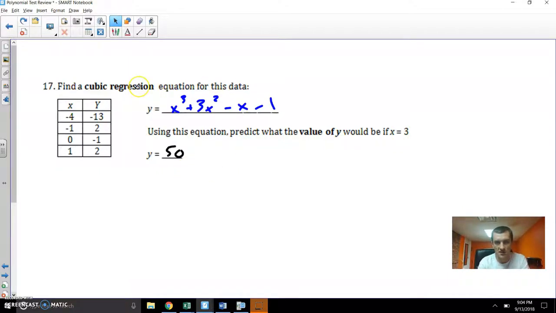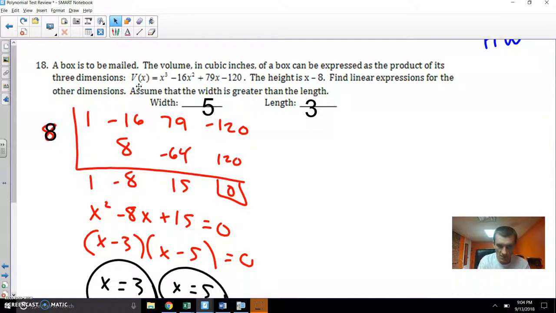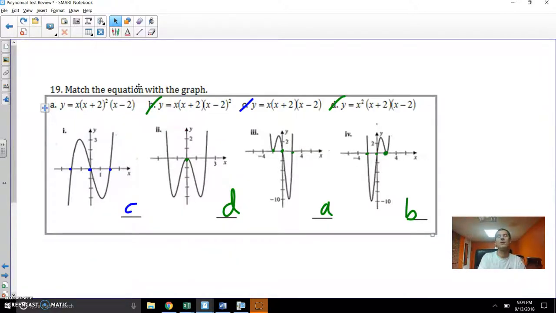Look for the word regression. That's how you know to do that. Talked about this one in the video right before this. Lastly, we talked about matching equations based on their graph.